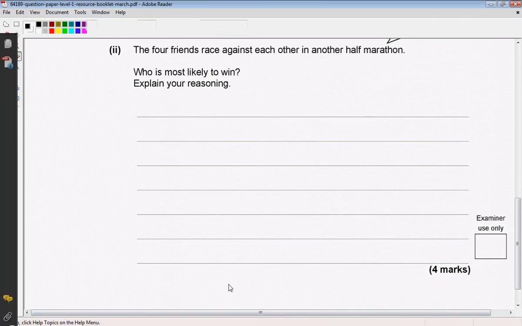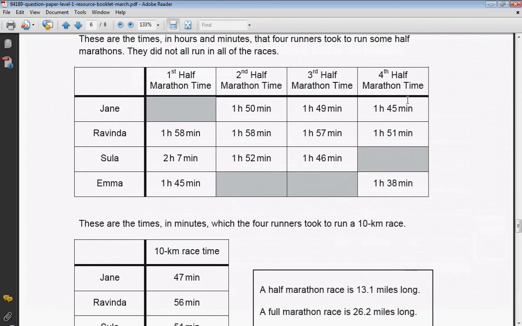So if we click on the resource sheet, I would be inclined to find out who runs the fastest. That seems to be the most common sense approach for me. So Jane ran 150, 149, 145. She's obviously getting faster, but her fastest time is 145.